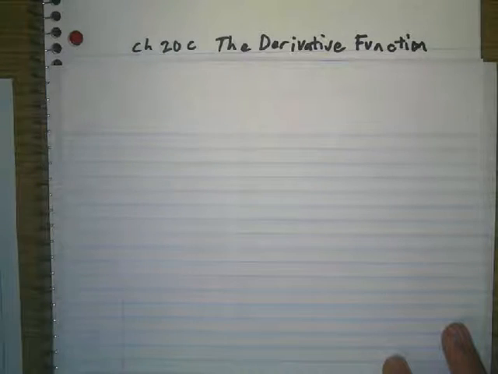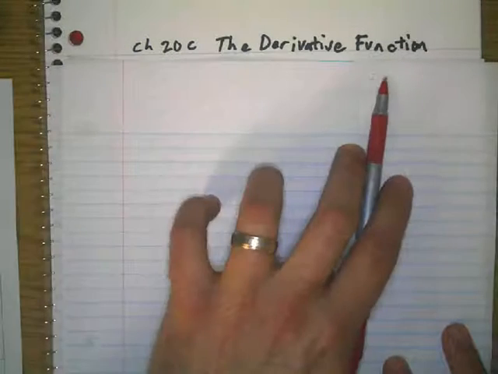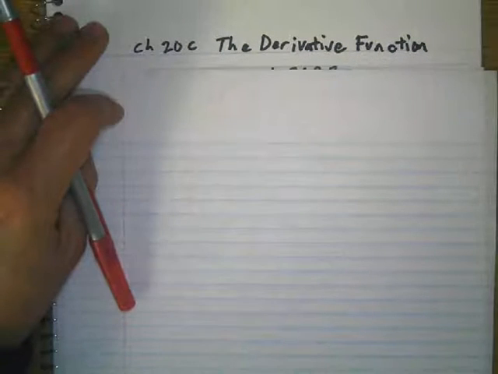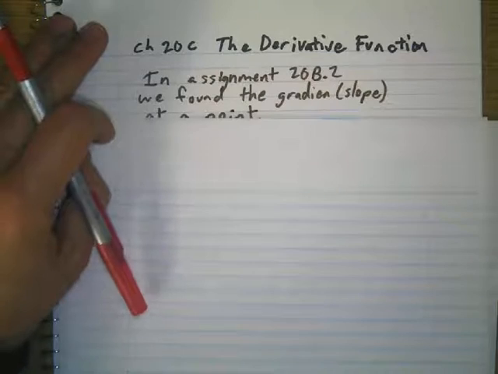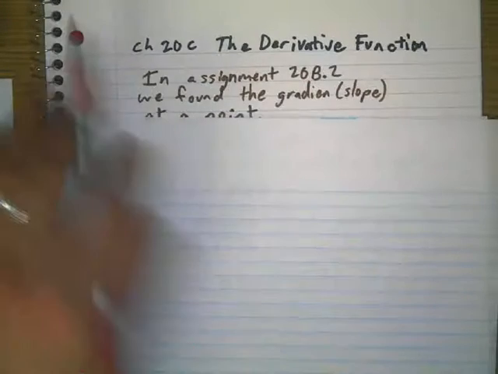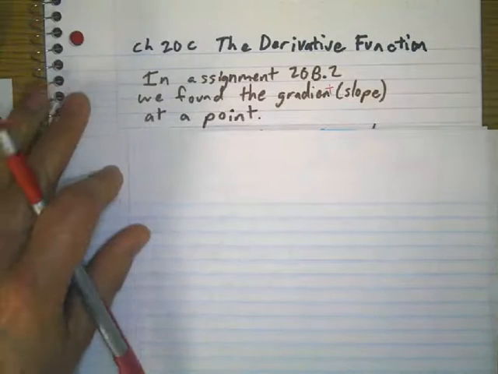Now we're going to work on Chapter 20C, the derivative function. Some of you thought, oh my gosh, 20B was so hard, right? In assignment 20B.2, we found the slope, which English people call the gradient, at a particular point.